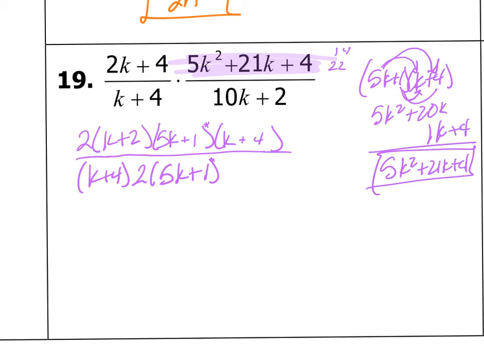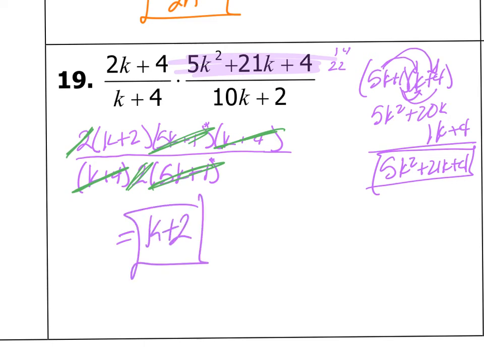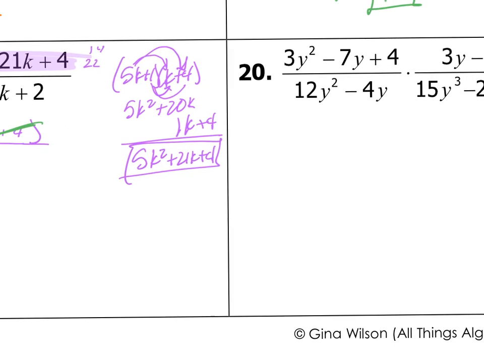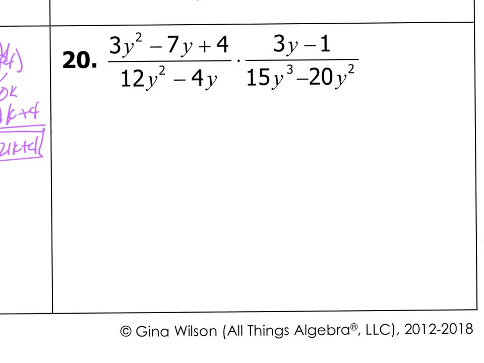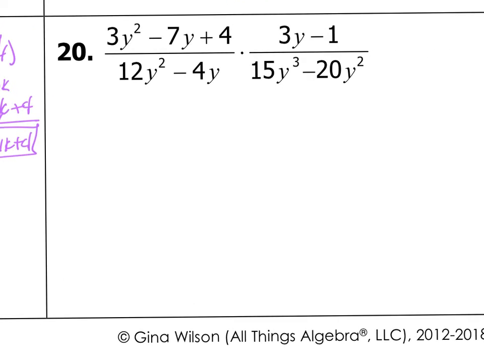Okay, all right. So I have k plus 4 on top and a k plus 4 on bottom. I have a 2 on top and a 2 on bottom. And a 5k plus 1 and a 5k plus 1. So what do I have left? What is my answer? k plus 2. There we go. Done. Okay, lots of k's in there. All right, last problem, and we're going to be done with this lesson.